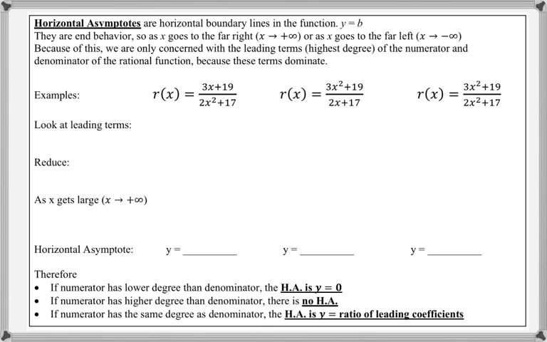Because of this, we are only concerned with the leading terms, or the highest degree, of the numerator and the denominator, because these terms dominate. The other terms are important, but these ones take over, especially as you go to the far right and to the far left. So if we look at these leading terms, for the first one here, this is 3x over 2x squared. If I reduce that, the x will cancel out, and you'll have 3 over 2x.